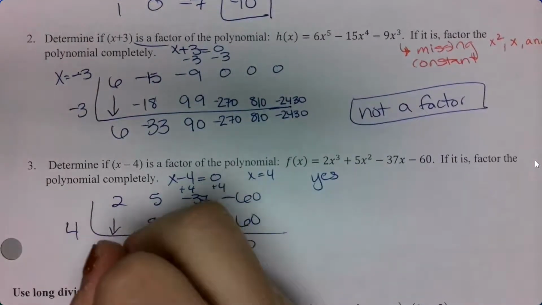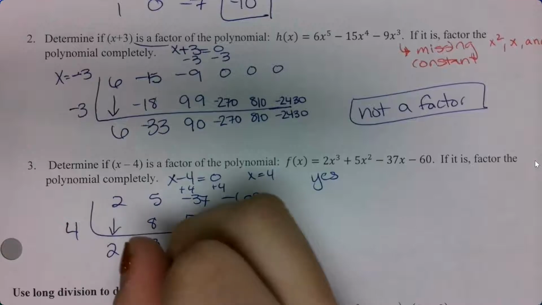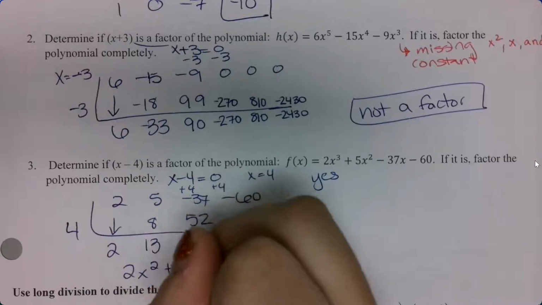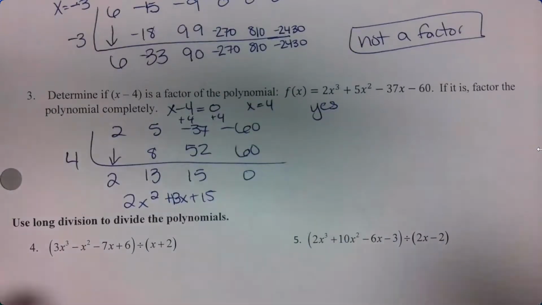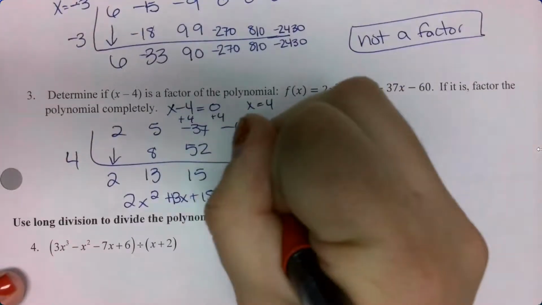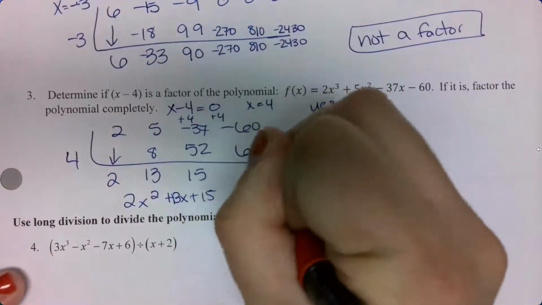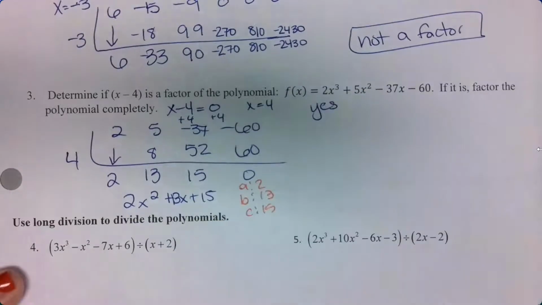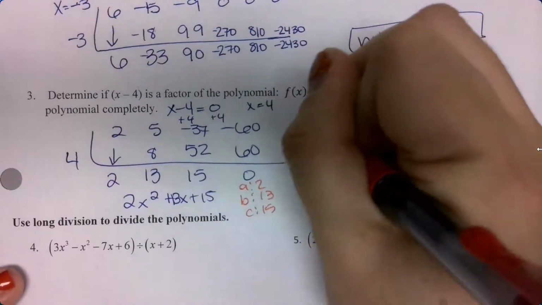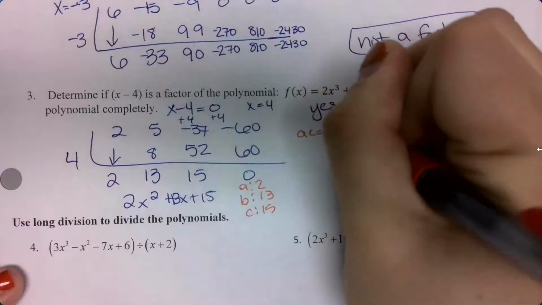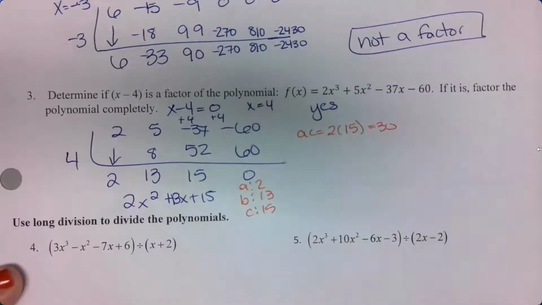I'm going to turn this back into a polynomial. I have 2x squared plus 13x plus 15. I am going to use the AC method to factor here. So my a value is 2, my b value is 13, and my c value is 15. I'm going to take a times c, which is 2 times 15. This gives me 30.